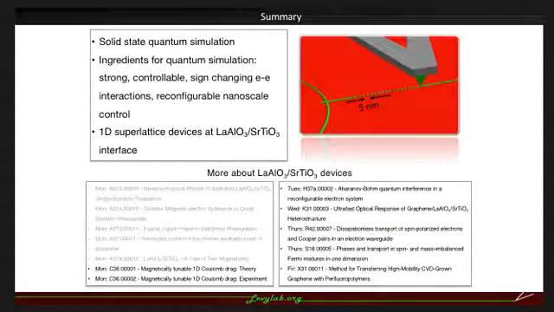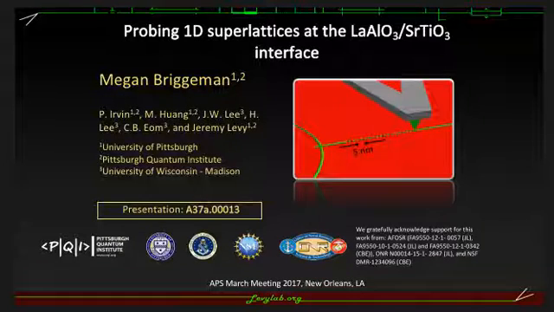So in summary, we have been trying to develop a platform for solid-state quantum simulation, and we have all of the ingredients that we should need at this LAO-STO interface. And we've begun by trying to create one-dimensional superlattice devices at the interface.